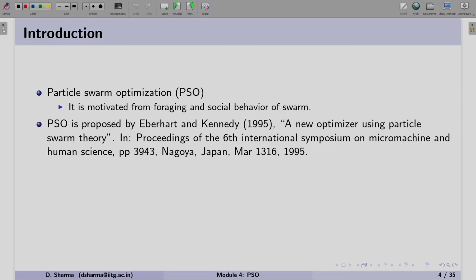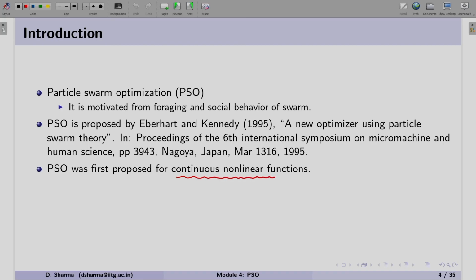PSO was proposed by Eberhart and Kennedy in 1995. In this particular paper, they proposed PSO as an optimizer for continuous nonlinear functions. As we know, these methods are direct search methods which do not need any gradient information. So, even if a function is discontinuous, we can use PSO and other EC techniques.